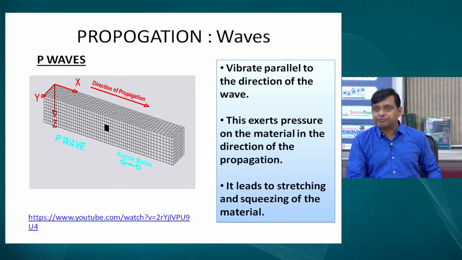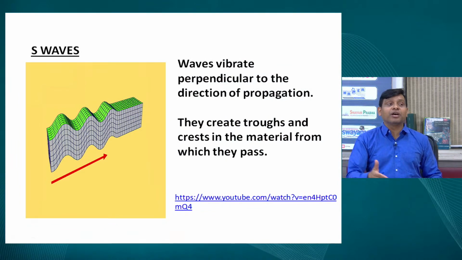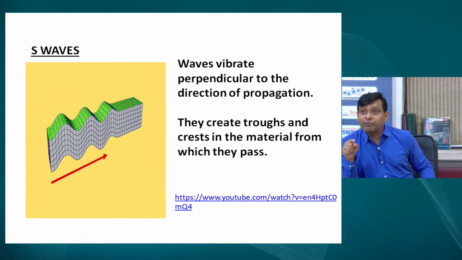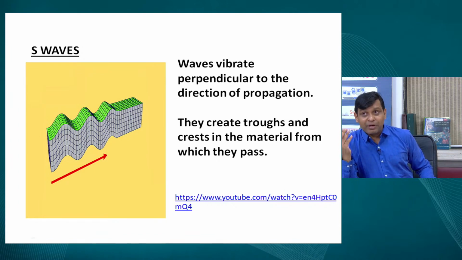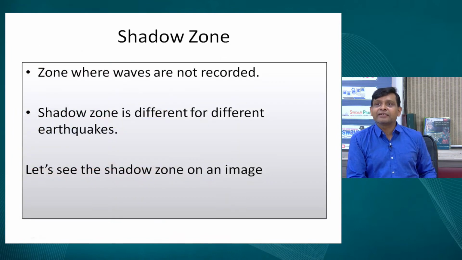Now we will see how S waves are created. See here, these waves vibrate perpendicular to the direction, and this perpendicular motion will lead to some destruction. It is a cause of worry, and they create troughs and crests. The upper part is known as the crest, whereas the lower part is known as the trough. So they pass and they create destruction.